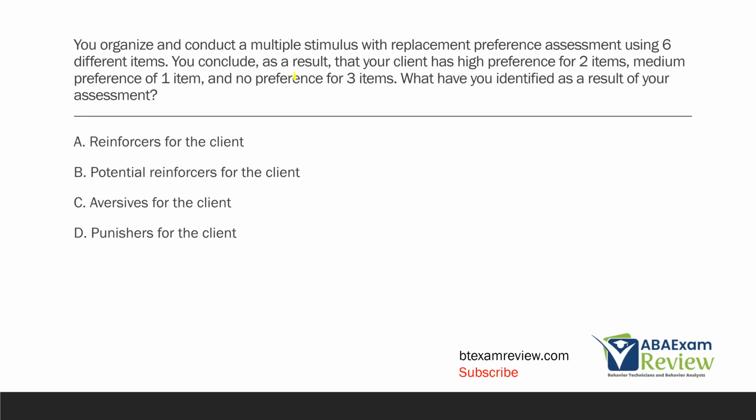Now let's think about this. We are using a multiple stimulus with replacement preference assessment. So we have 6 items. And how do we run a multiple stimulus with replacement?